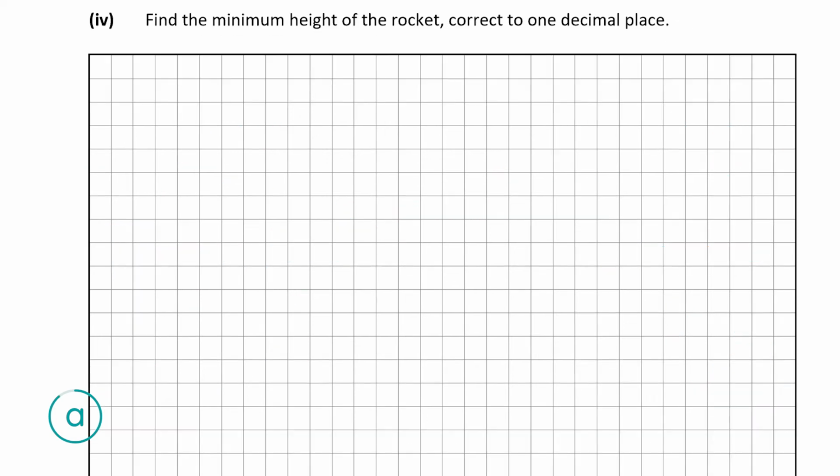Now let's have a look at A part 4, which is worth 5 marks. So this wants us to find the minimum height of the rocket, correct to 1 decimal place. So we have the formula for the height of the rocket after a certain amount of time, which was given at the start. So we know what A is now, we know what T is, so we just have to fill in A and T into the formula, and then evaluate to work out the minimum height of the rocket. So A is always going to be equal to 4.196. And t at the minimum height is going to be equal to 4.196 as well.